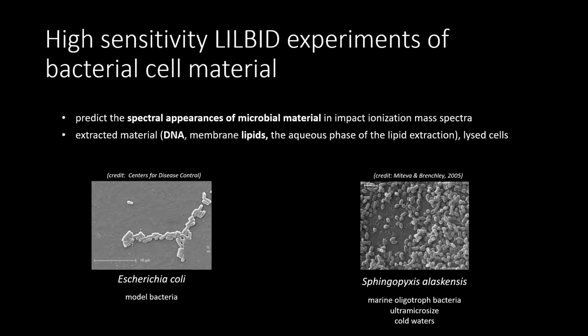The material we extracted from these bacteria includes genomic DNA, membrane lipids, and the aqueous phase of the lipid extraction. These extracts represent potential biosignatures, and they were also investigated in sodium chloride-rich matrices to account for the salty oceans of the icy moons. We also investigated lysed cells of the bacteria without any extraction.